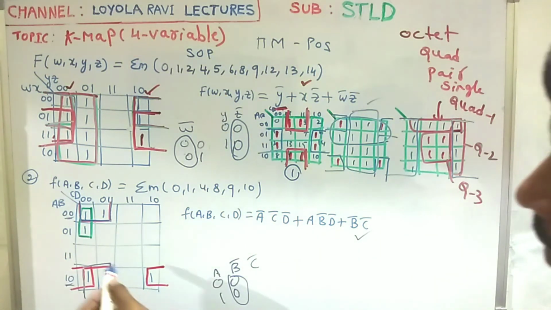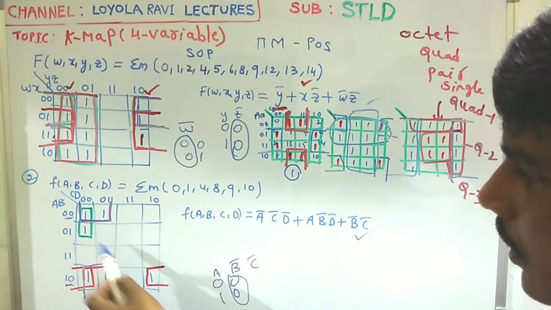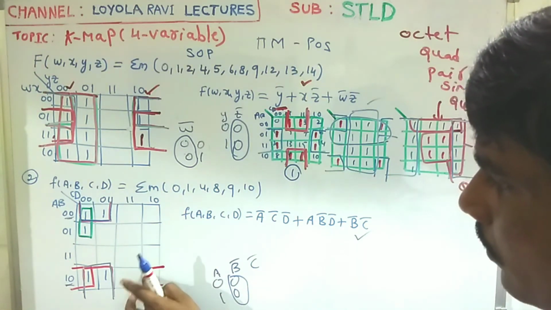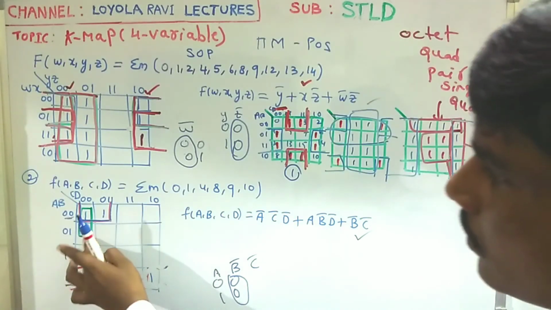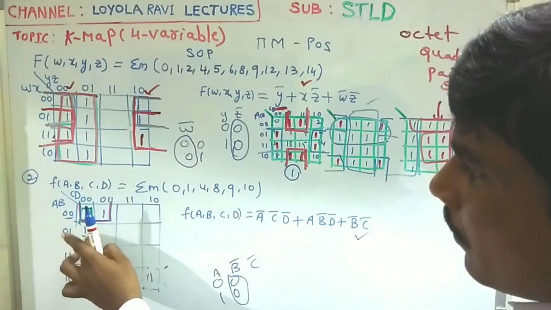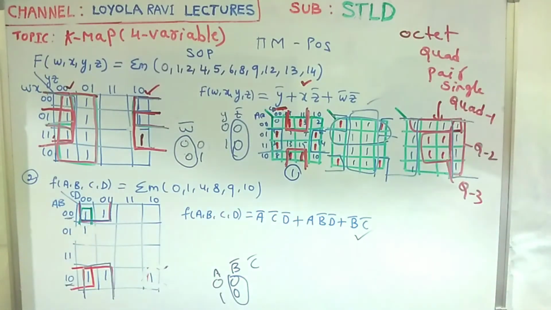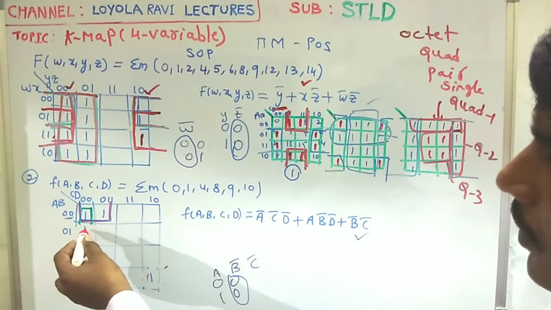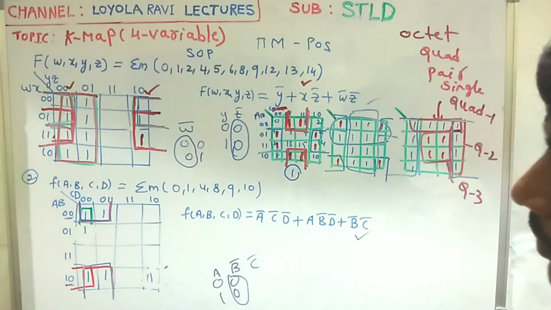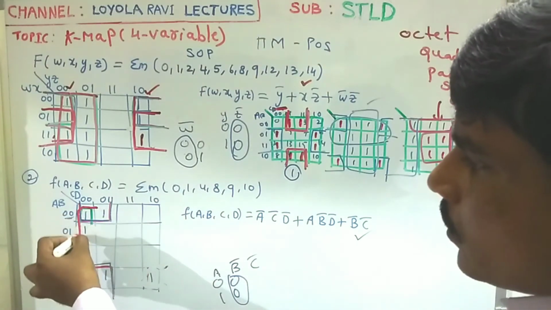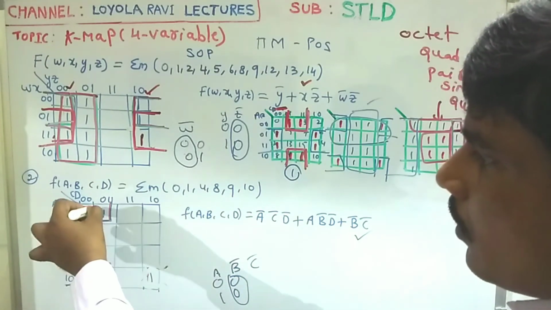Then we have only this one and this one. These two we have to cover. These ones we have to cover. So only 2 min terms are there. Those min terms we have to cover. Then only our function will be fulfilled. By covering this one, is there any formation of quad? There is no possibility. That's why the only option is pair. So pair of possibilities like this only. Adjacent ones are forming one pair.